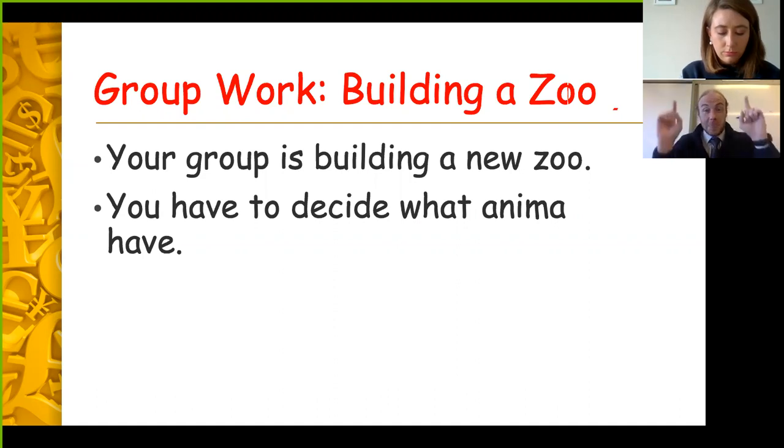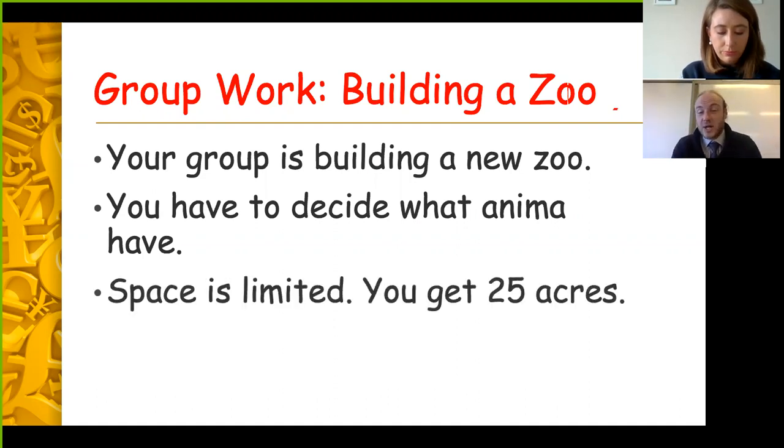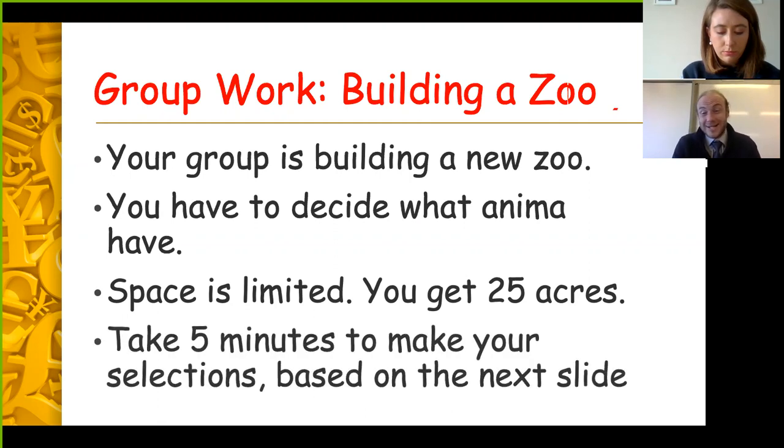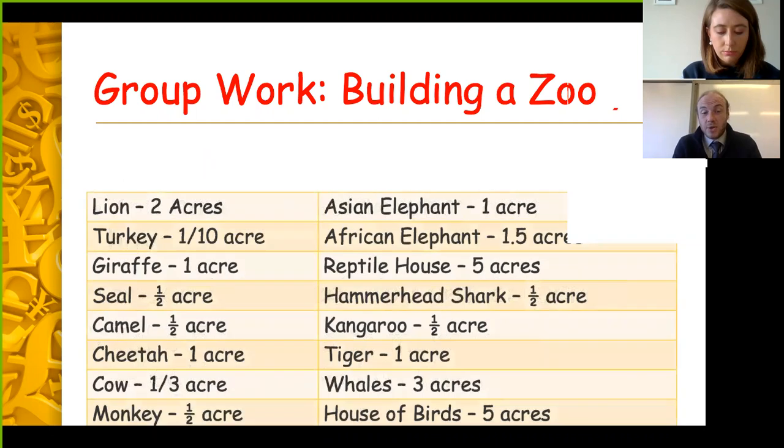You're going to get them to build a zoo. So they have to decide what animals they're going to have in their zoo, except the problem is space is limited. They can't have everything they want. They only have 25 acres in this little zoo. So how does it work?